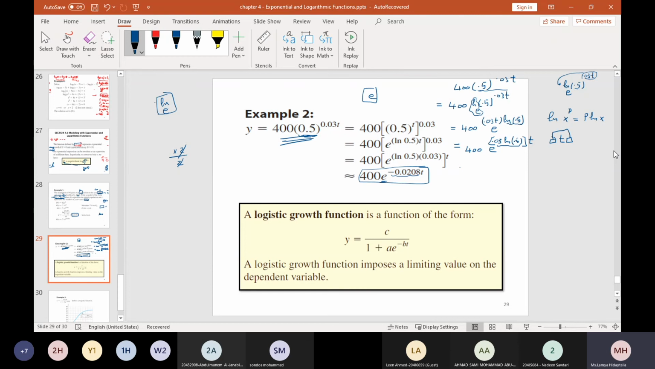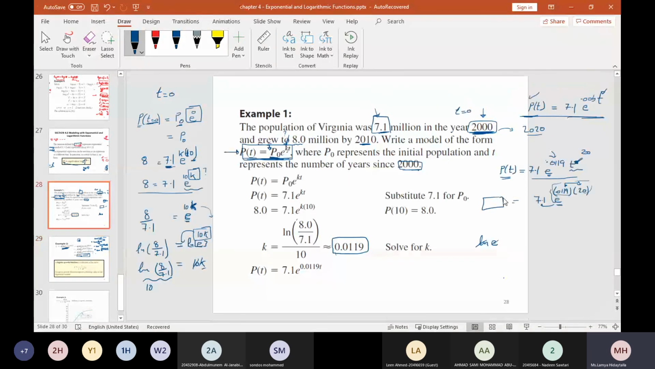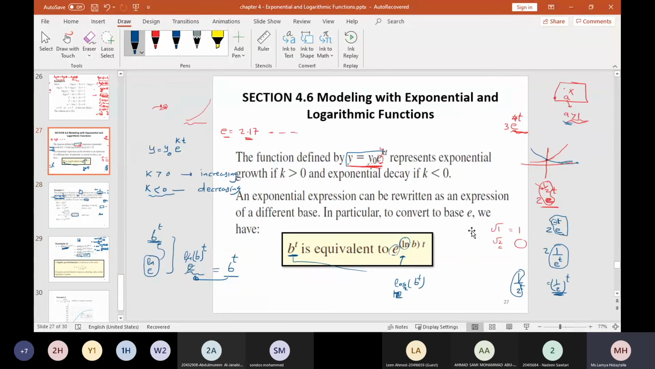And this we knew before. We learned earlier that if I have a base, I can write the function in terms of another base, right? Any other base, in particular the natural number e. Where did we cover this? We did it here.